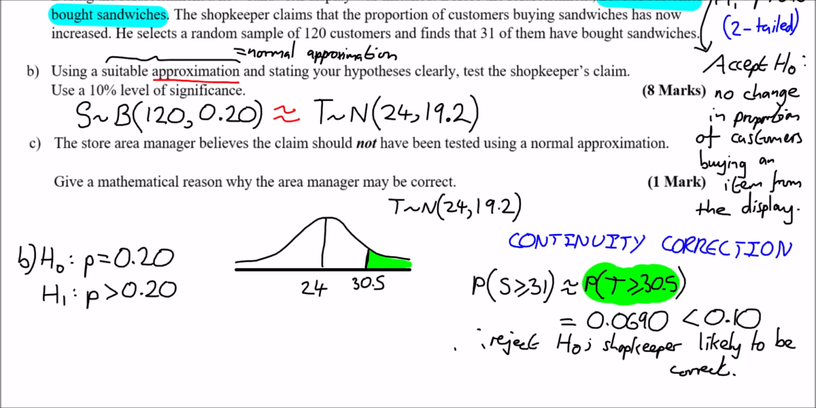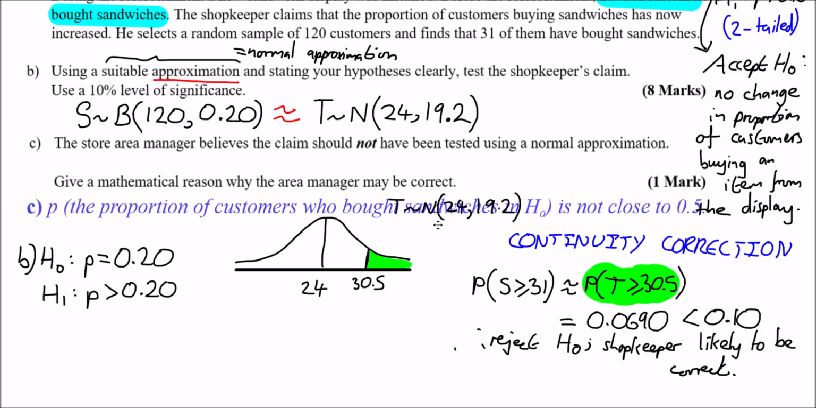Now for C, the store manager believes that the claim should not have been tested using a normal approximation. So 1 marker, I added this one in. Give a mathematical reason why the area manager may be correct actually in thinking that normal might not be the best bet. Well, for this one here, we can say that this p-value here is 0.20. Think what it should be close to be modelled by a normal. It should be close to 0.50.